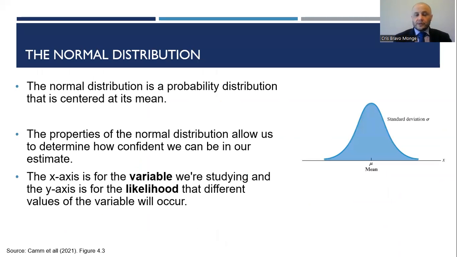The normal distribution is a probability distribution. There are others, but we're going to only see the normal distribution in this course. It is centered at the mean. It has certain characteristics that allow us to infer very useful information about the population. It also allows us to determine how confident we can be in our estimate. On the x-axis, we're going to have our variable. And on the y-axis, we're going to have the likelihood of that event happening.